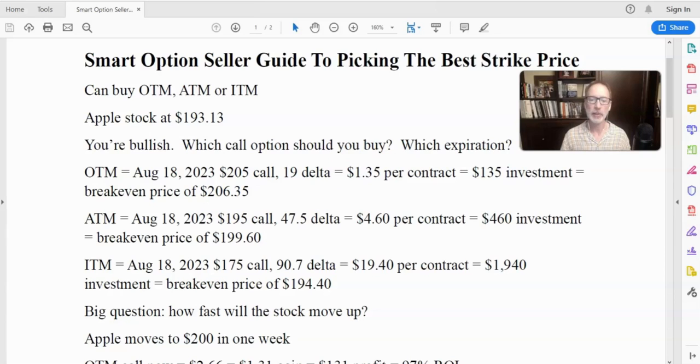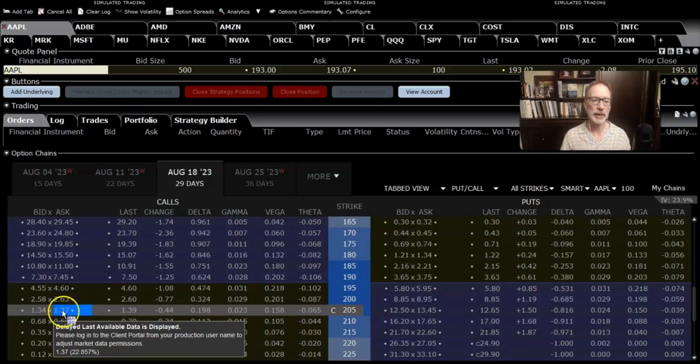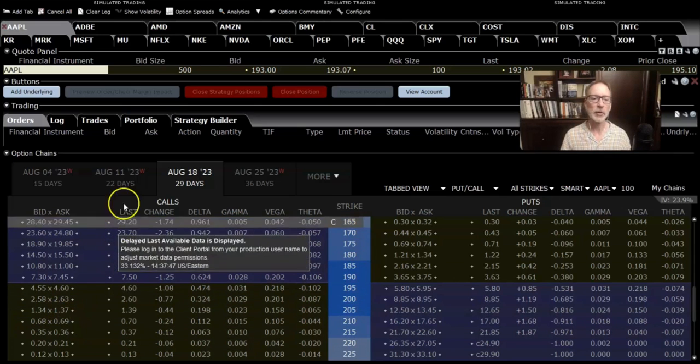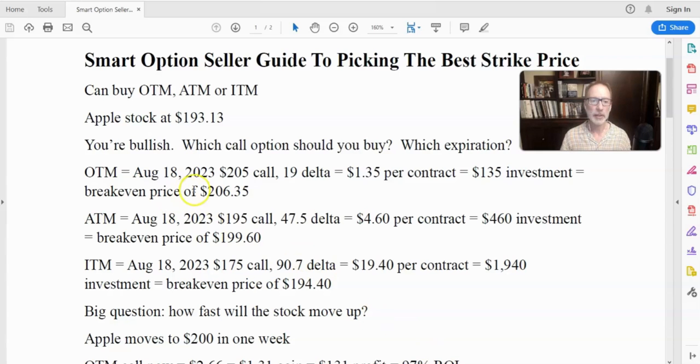Let's go back to the option chain here. Here's the 205 call. Here's where it went out today, $1.34 bid at $1.37 ask. So we figured maybe we can try to buy that for $1.35 per contract. So that's how we put it on the cheat sheet here, okay?